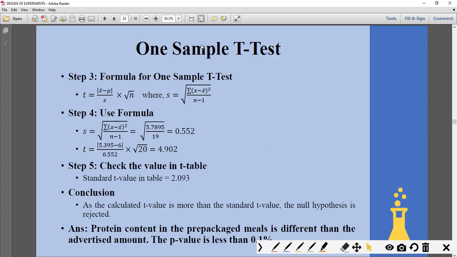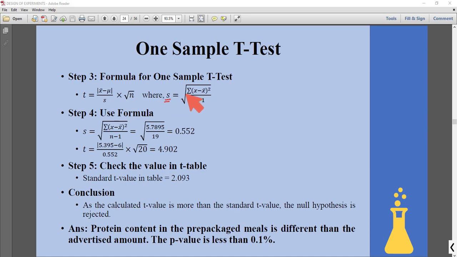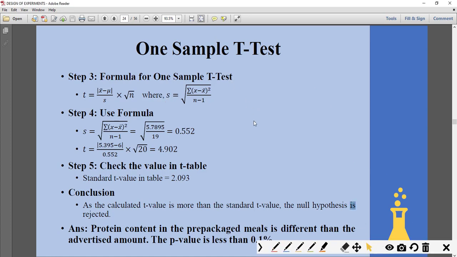So here, first of all, what do we have to find? We have to find the value of s. To find the value of s, what is the formula? Square root of summation x minus x bar the whole square divided by n minus 1. From where are we going to get this x minus x bar the whole square? We are going to get it from this table, right? We are going to get that value from this table.